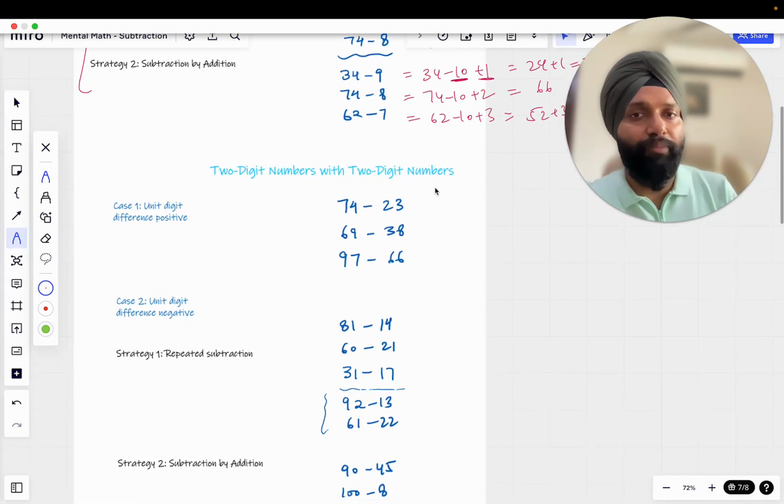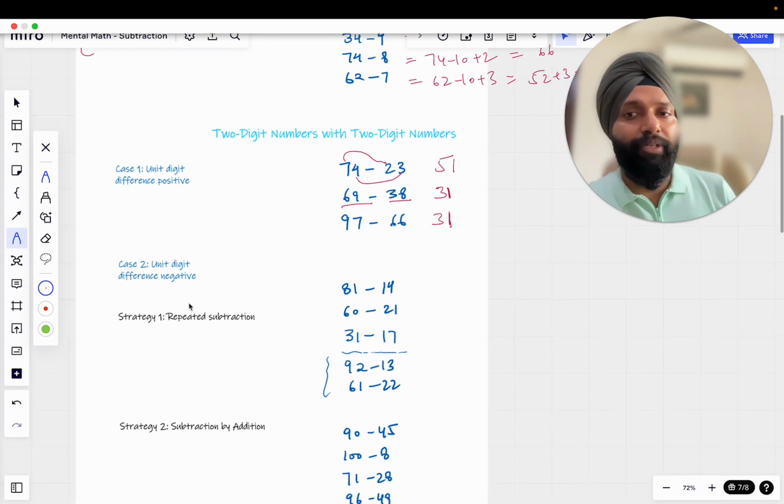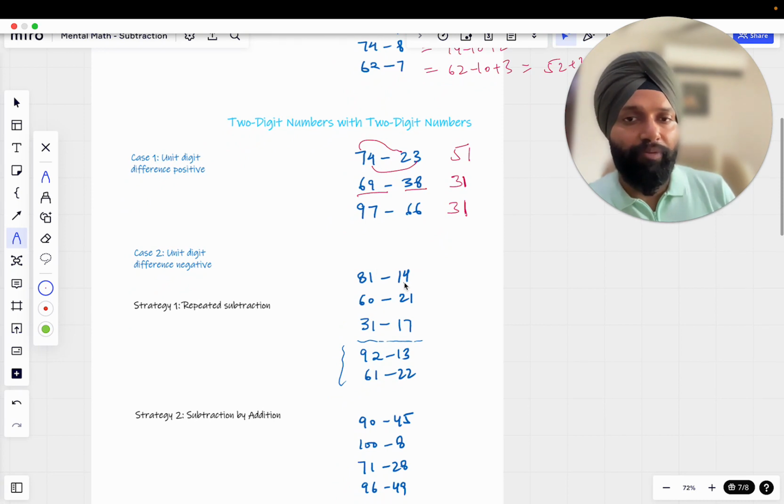So now we have two-digit numbers with two-digit numbers. If the unit digit difference is positive, then we are just subtracting individual digits, right? So 7 minus 2 is 5, 4 minus 3 is 1, 6 minus 3 is 3, 9 minus 8 is 1, 9 minus 6 is 3, 7 minus 6 is 1. So this is easy, right? Of course, we are subtracting a smaller number from the bigger number, and if the unit digit difference is positive, then it's just a subtraction of the individual digits. But let's say the unit digit difference is negative, so whatever is being subtracted is actually bigger than the unit digit here.